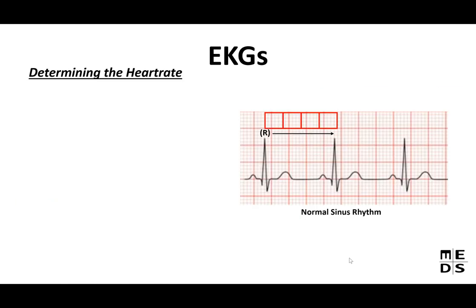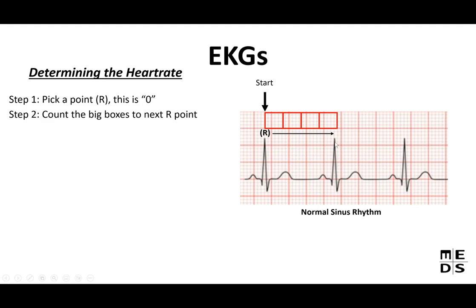Okay, so this is what they're going to ask on your exams, like how do you determine heart rate? So I'm going to show you the quick and dirty way, and then I'm going to show you how to actually calculate it to a T. So first off, you have to pick somewhere to start. In this image, you need to pick at the point of the R. So this is where you start right here. Then you want to count how many boxes, and if you use the thickened lines, you count over to the next one. You stop. Count the big boxes to the next R point.